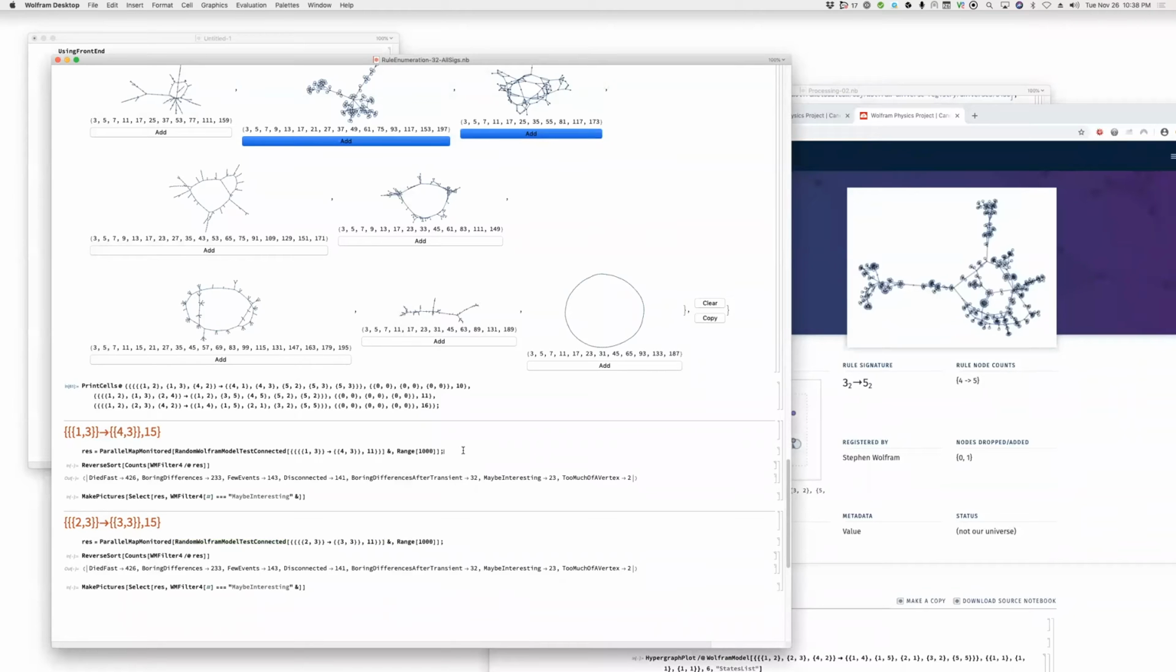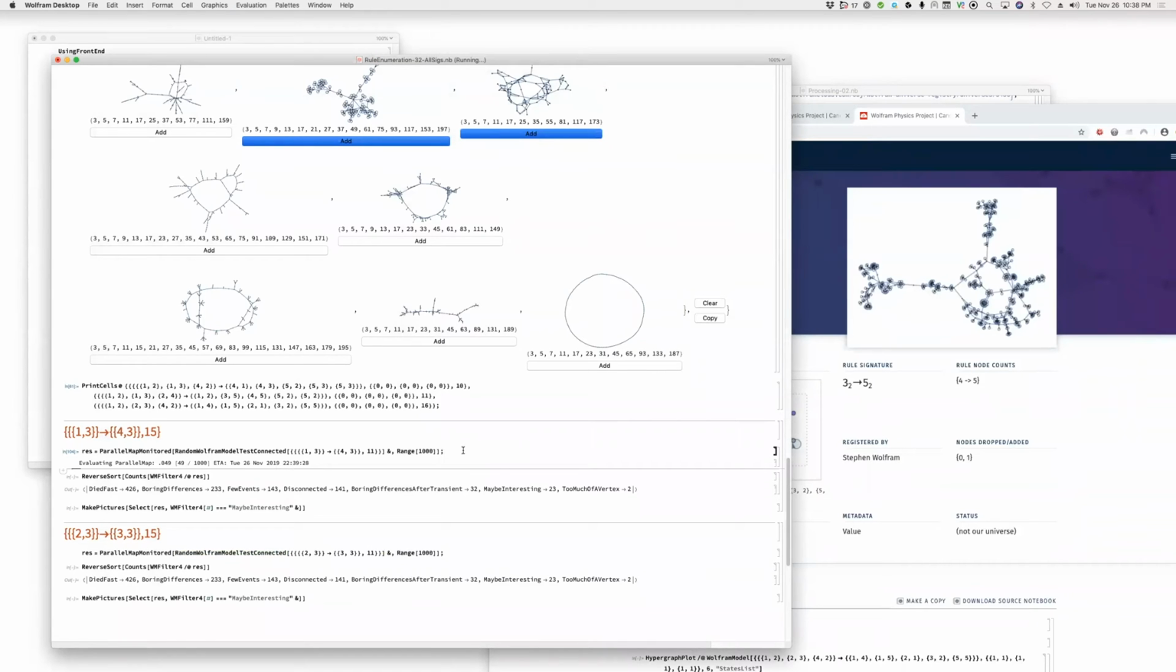Let's run this guy. This is running fairly slowly. Well, we have an option which is off by default. I don't see any harm in that. Okay.